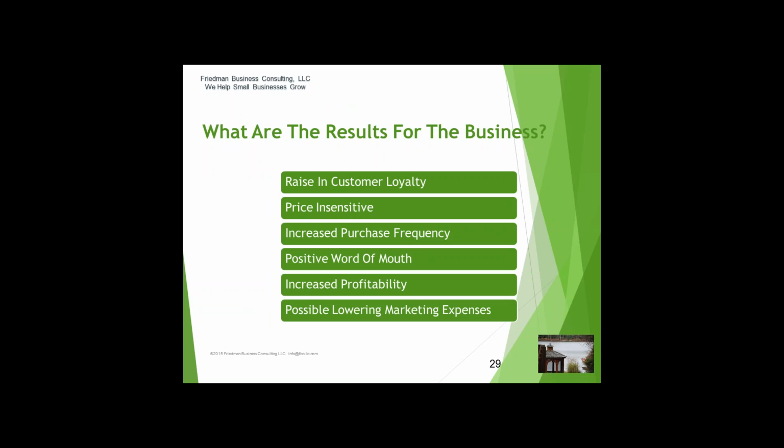So what are the results that you should expect? A raise in customer loyalty for sure, and less price sensitivity when they have those gift cards, even when they don't. I've seen people and interviewed people that say, the price is similar here, but I'm going to wait to buy it at my normal place because I am that close to getting a gift card. So you really start getting people to say, gosh, I'm going to keep shopping where I shop because of this program.